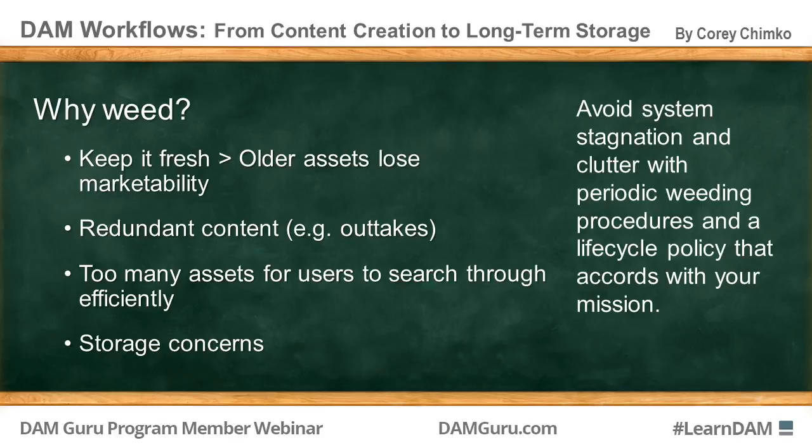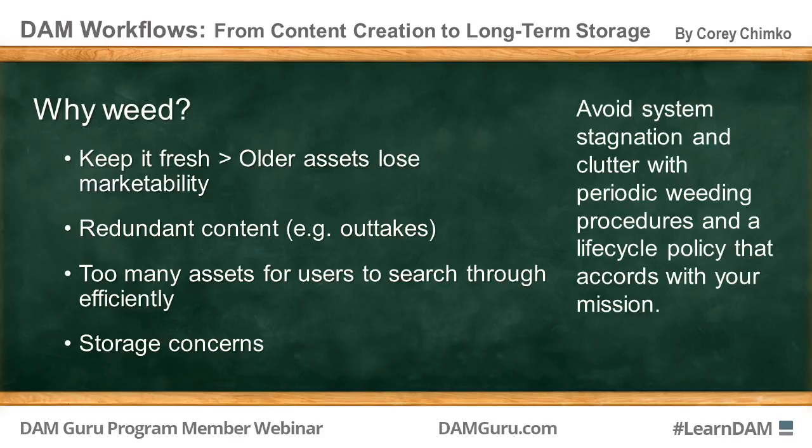Too many assets for users to search through efficiently. Obviously, depending on your metadata application methods and how complete your metadata is, that's what's going to determine how easily you can find your assets. The more assets you have, the more difficult it's going to be to apply that granular metadata, because it's going to take a lot of time. So if you can decrease the amount of assets in your system, you'll have more time to tag what you do have in a more granular fashion, which will enable people to find things better.